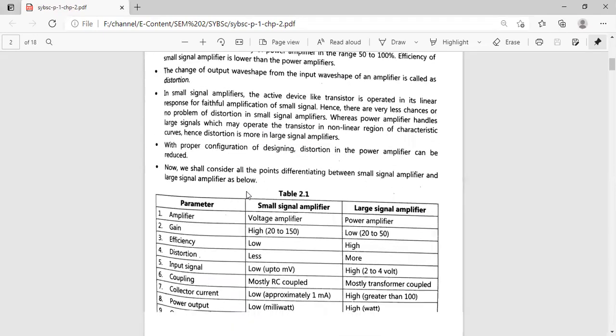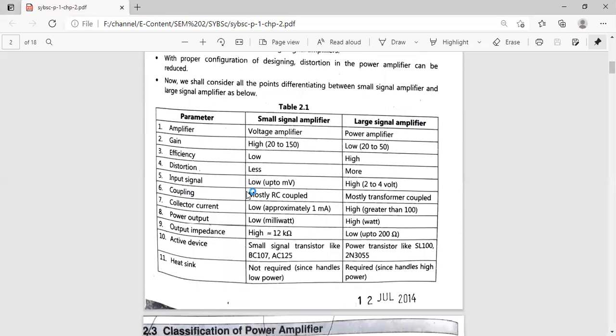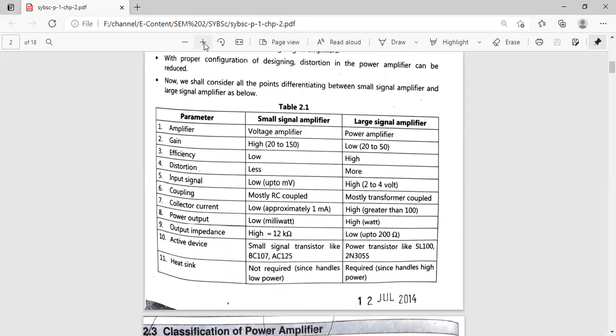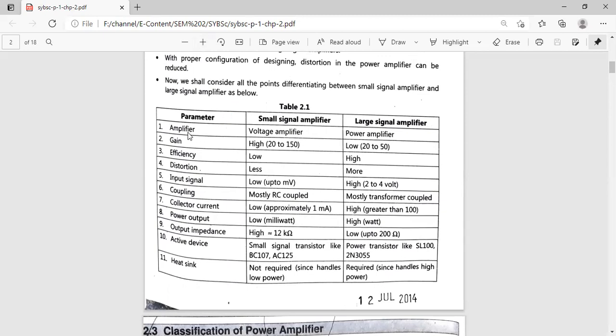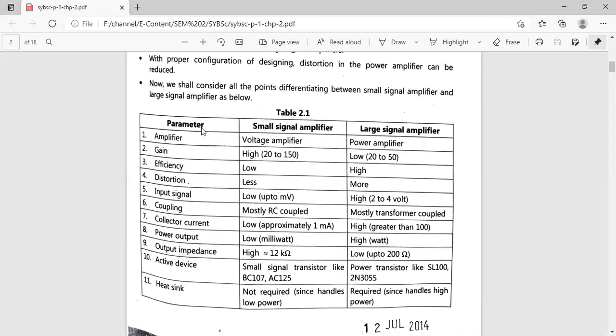Now, after that, we will see what the actual difference is between a small signal amplifier and a large signal amplifier. Here in this column there is a description of parameters, after that we have the small signal amplifier, and then the large signal amplifier. The first parameter is the amplifier. Small signal amplifier is going to amplify voltage, and a large signal amplifier is going to amplify the power. After that, gain. Gain of a small signal amplifier is very high, about 20 to 150. In a large signal amplifier, the gain is very low, about 20 to 50.